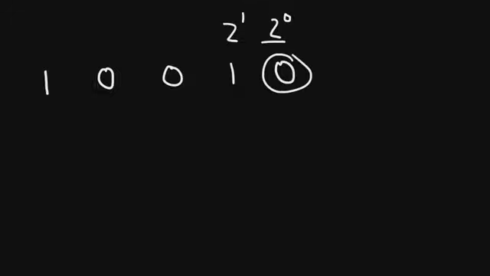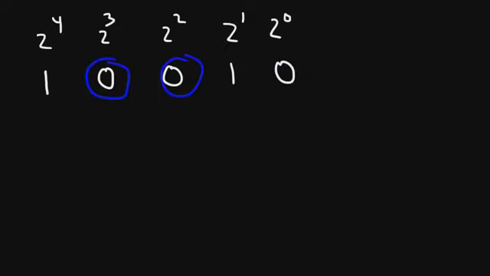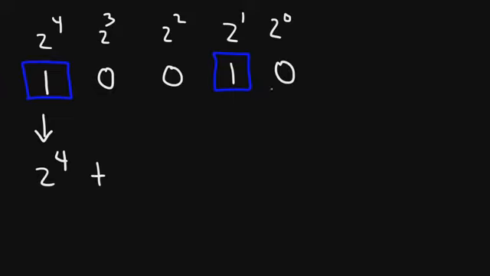It's 0 times 2 to the 0, by the way. And then the next number is going to be 0 times 2 squared, and then 0 times 2 to the third, and then 1 times 2 to the fourth. Now, we don't need to worry about the zeros, so let's ignore those numbers. Focus on the numbers that have a 1, because those will contribute to the final answer. So this is going to be 1 times 2 to the fourth power, which is simply 2 to the fourth power. And then this is 1 times 2 to the first power, which is just 2 to the first power.